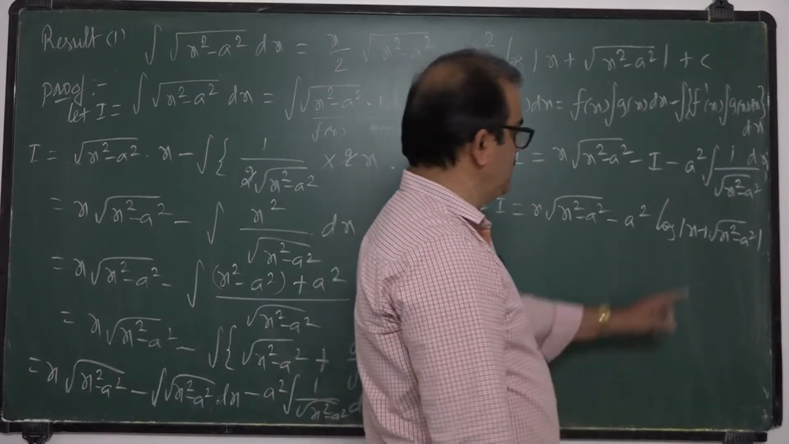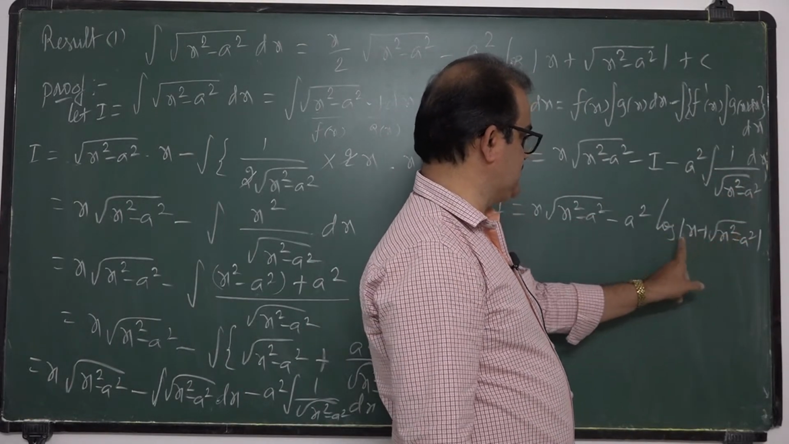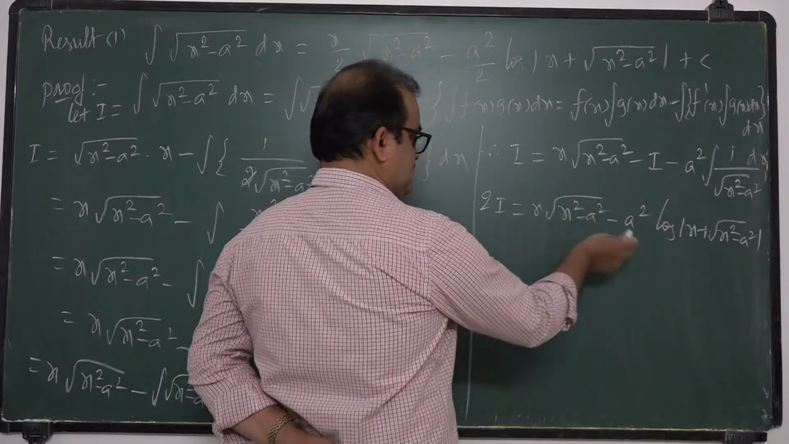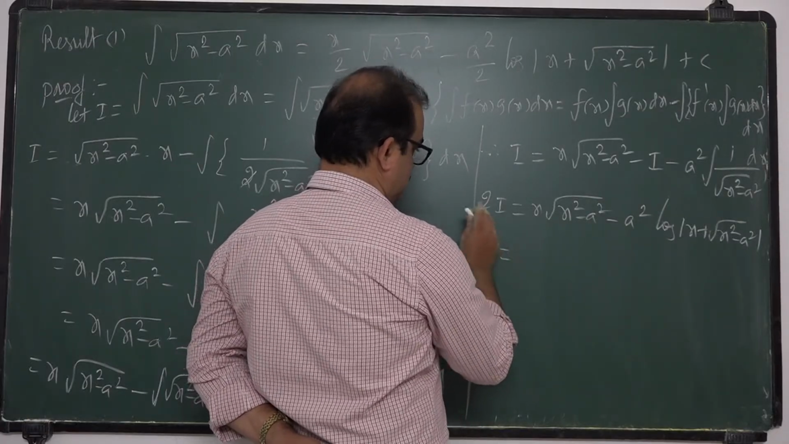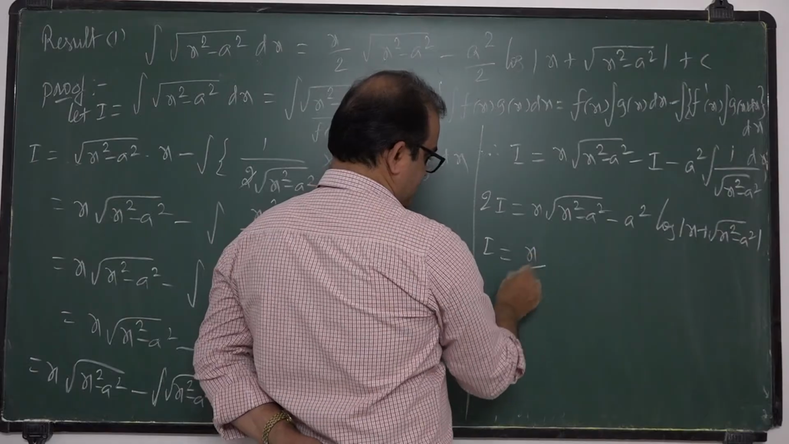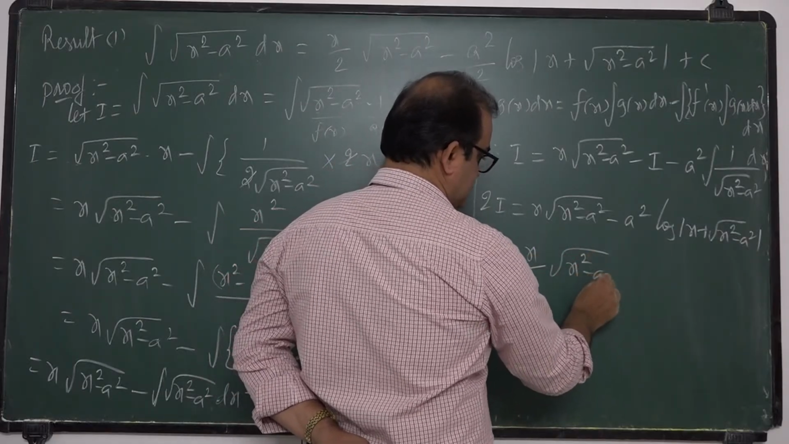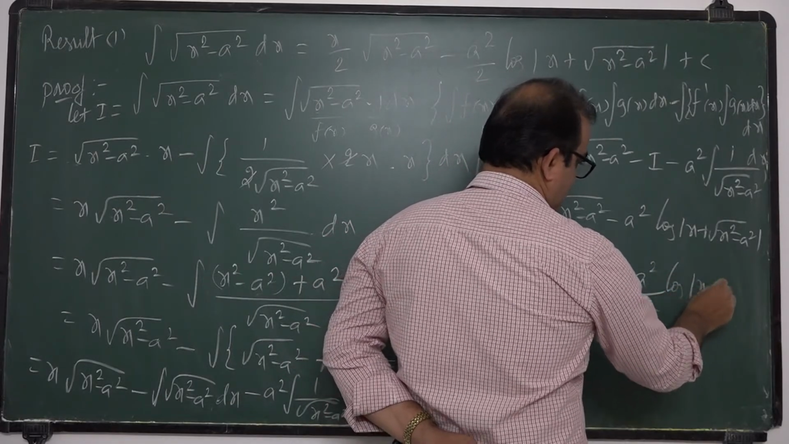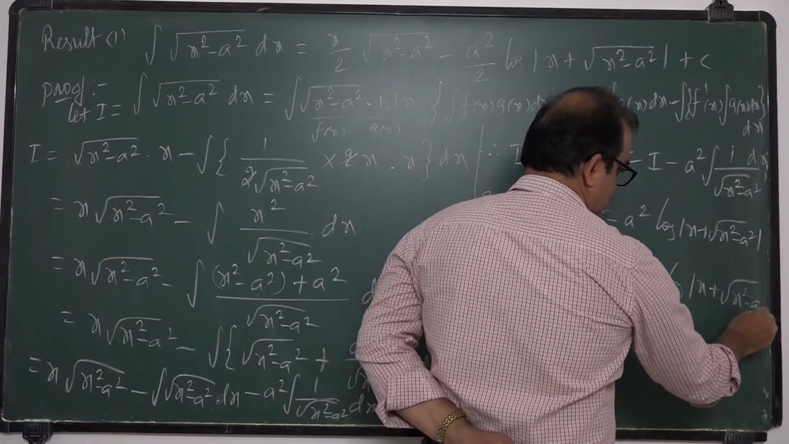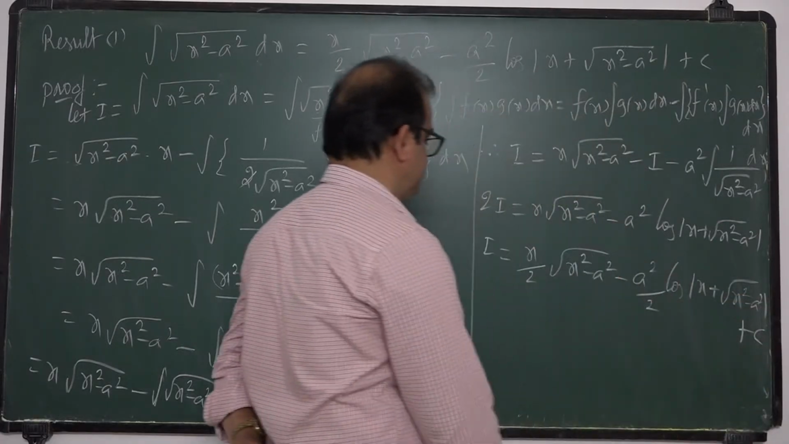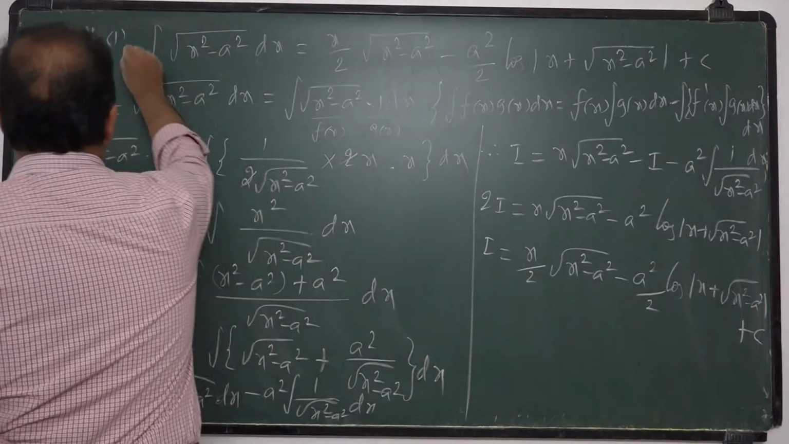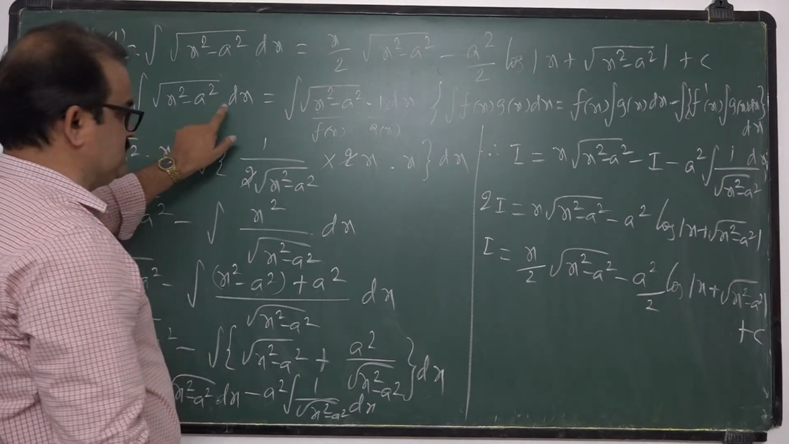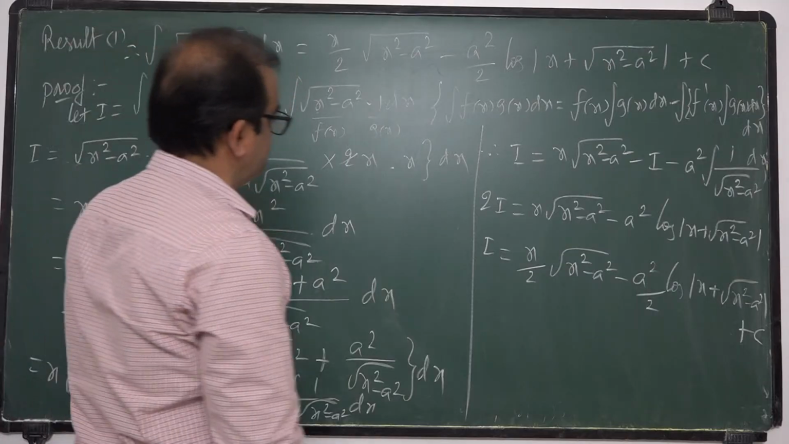We have one formula: integral 1 by root x square minus a square is log mod x plus root x square minus a square. 2I is equal to this. Therefore I is equal to, dividing by 2, x by 2 into root of x square minus a square minus a square by 2 into log mod x plus root x square minus a square, plus c. Therefore the integral of root x square minus a square dx is equal to this.